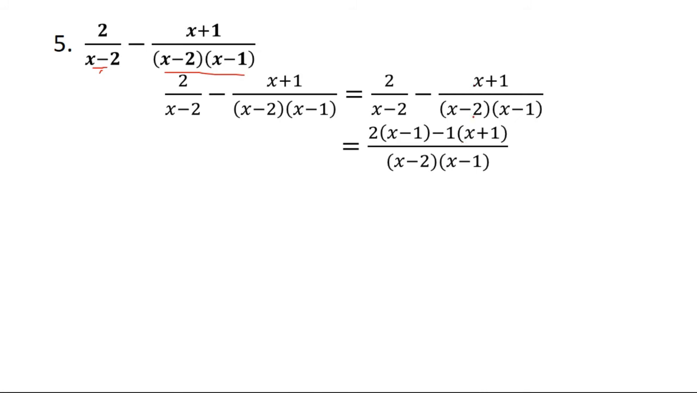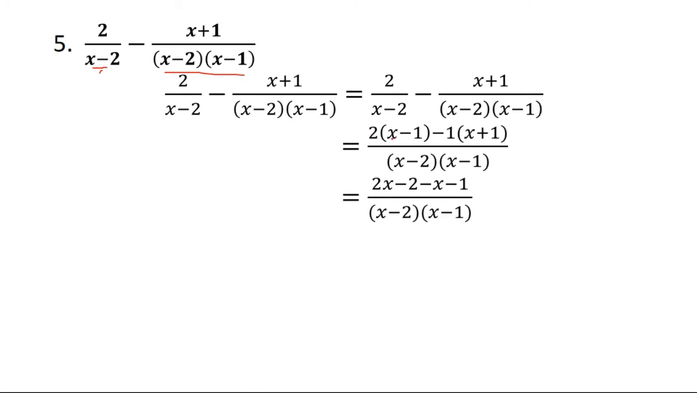Then when you come here, you are going to have x minus 2, x minus 1 dividing x minus 2, x minus 1, and our answer is going to be 1. There is this negative here because there is a negative sign already between them. Then into brackets, so you are going to multiply that 1 by the numerator, and the numerator is x plus 1. So we expand the brackets from here.